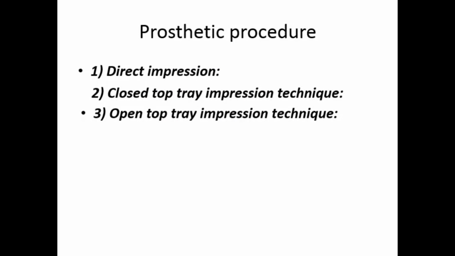The prosthetic procedure. We have the direct impression, the closed top tray impression technique, and the open top tray impression technique. In the direct impression, the abutment is prepared intraorally and an impression is taken. In the closed top tray impression technique, a healing abutment is removed from the implant and the transfer coping is connected to the implant. Impression material is then injected around the transfer coping and the transfer coping is unscrewed from the implant body. Attach the implant analog to the transfer coping and place them back into the impression.